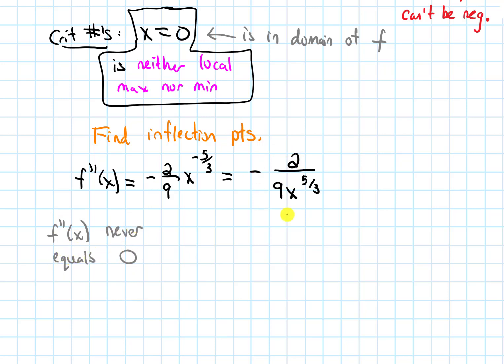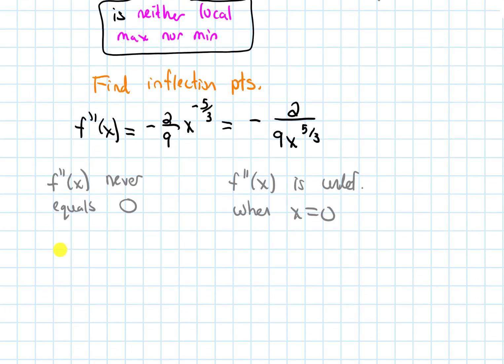Because for a fraction like this to be equal to 0, the numerator has to be 0, but that can't happen because the numerator is just 2. Okay, then I write down where the second derivative is undefined. It is going to be undefined when the bottom is 0, and that happens when x is 0. Now we put these on a number line, and we're going to make a sign chart of the second derivative.